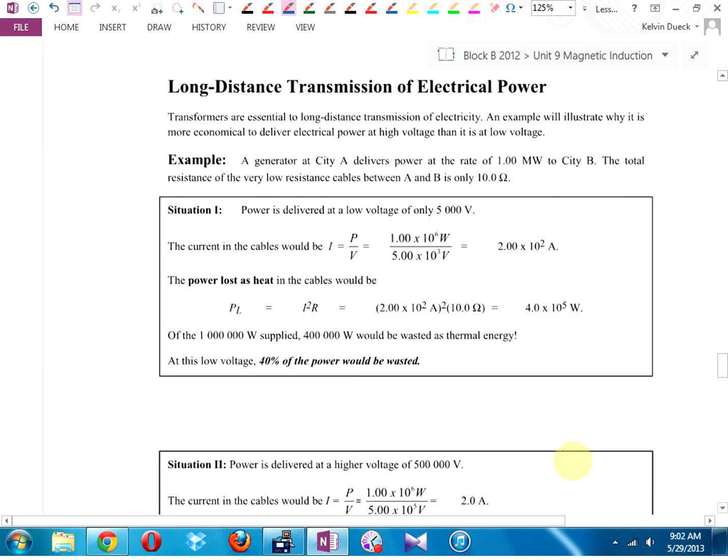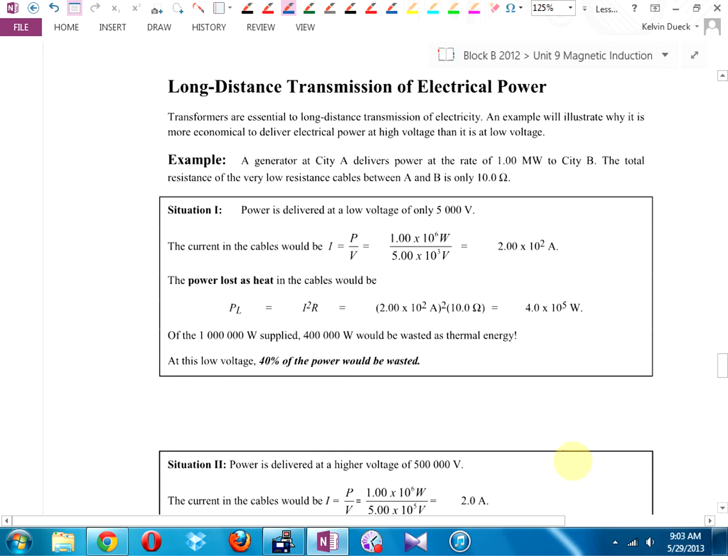Next page. So the fact that we can change the current and the voltage to whatever we want is very, very useful, because this is what determines why and how we ship power across the country. So transformers, I wrote, are essential to long-distance transmission of electricity.